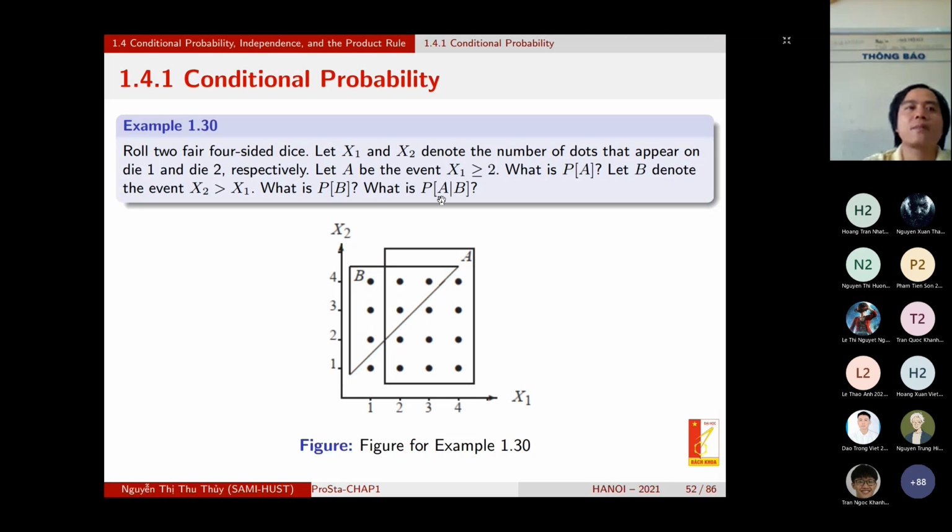You can think about example 1.30 at home, and you can give me the answer for this example after the class.